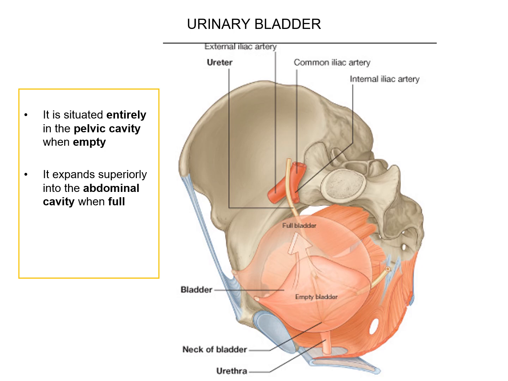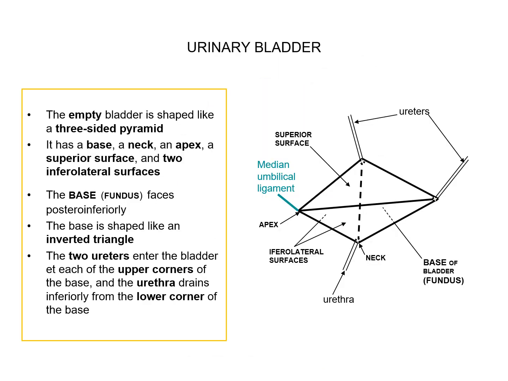When empty, the urinary bladder lies entirely in the pelvic cavity, but as it distends, it expands superiorly into the abdominal cavity. The full bladder has an ovoid shape. The empty bladder is shaped like a three-sided pyramid that has a base, neck, apex, superior, and two inferolateral surfaces.